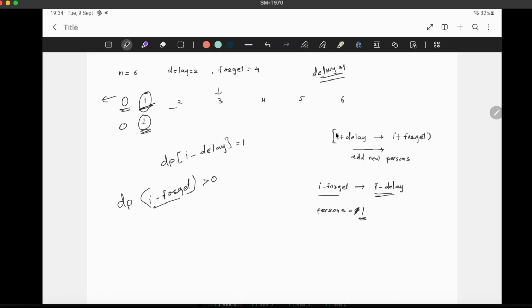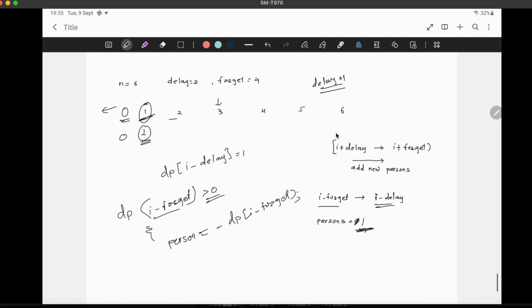So we will simply check that if I minus forget is greater than 0, then from the persons that we are maintaining, we will simply subtract dp of I minus forget. That means on this day 3, we will get to know that whatever the previous persons that are there will spread the information, and we are subtracting dp of I minus forget, those persons who forgot, to update this value.